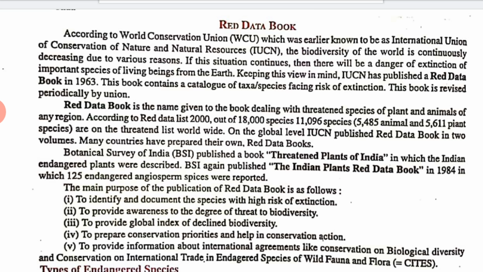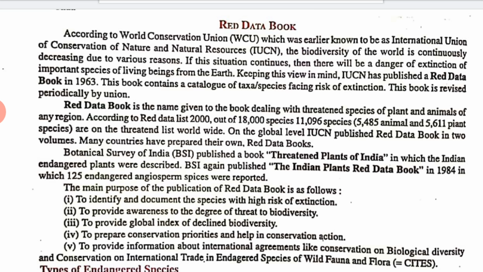The Botanical Survey of India, that is BSI, published a book, Threatened Plants of India, in which India's endangered plants were described. BSI again published the Indian Plants Red Data Book in the year 1984, in which 125 endangered angiosperm species were reported.